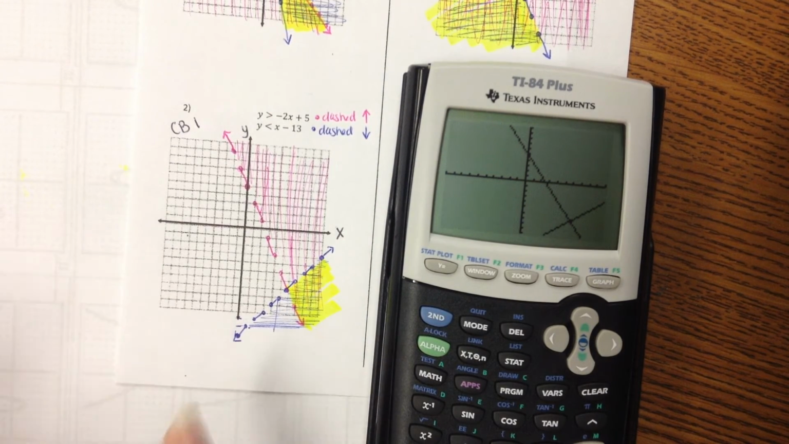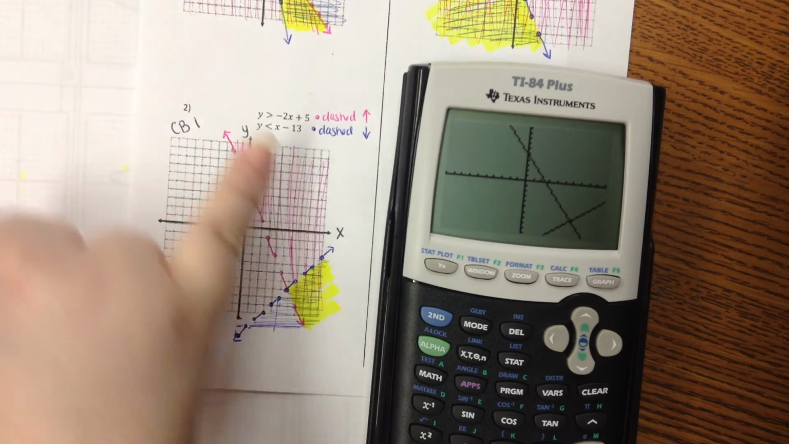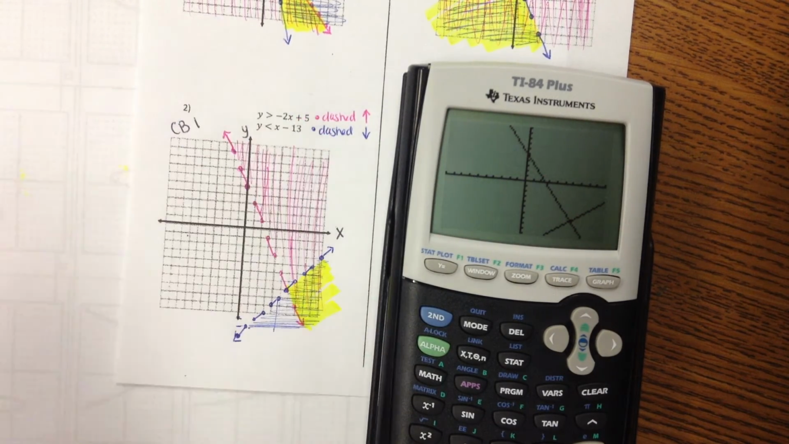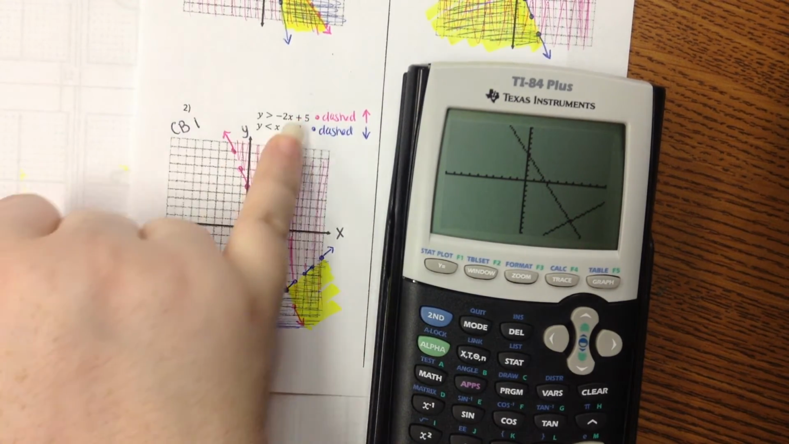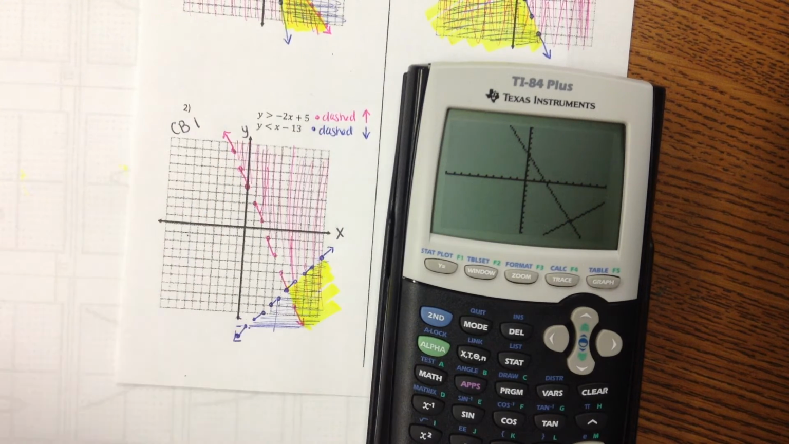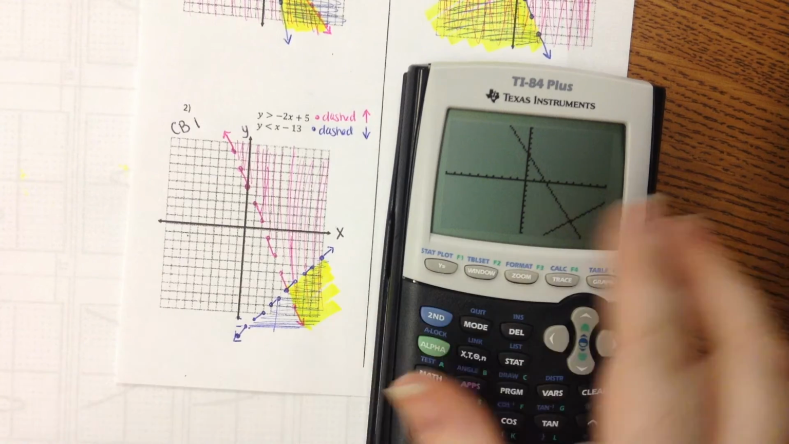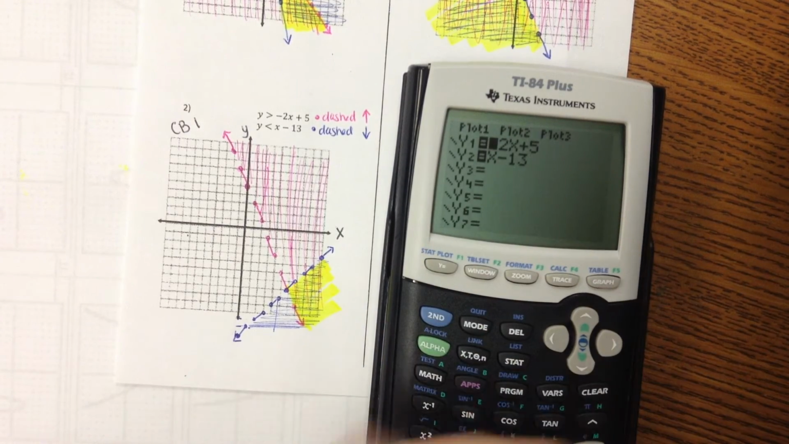Now I'm going to show you how to shade it in your calculator. You can have the dash lines and solid lines, however, those are generally easier to determine which one is which. It's the shading in the calculator that's a little harder. So if I go back to my y equals symbol, and I come over to the left-hand side, all the way over here where it's blinking.